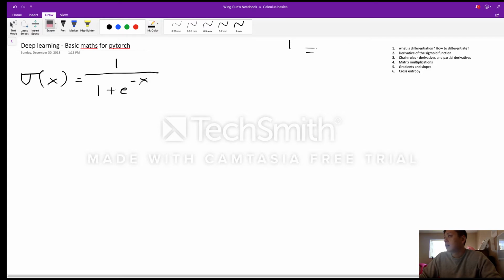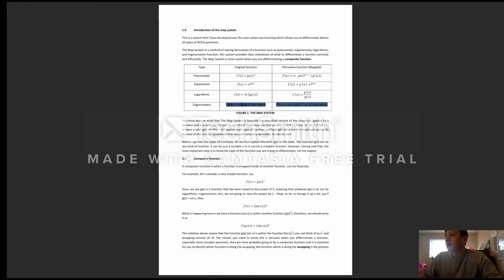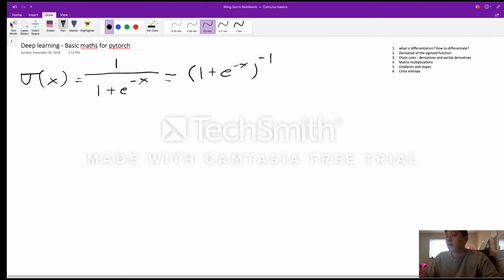Okay, so let's see. This is our equation right here. If we index that, that will become 1 plus e to the negative x, all to the negative 1. Now what does this look like to you? This looks like a polynomial type question, right? Where you have a g of x raised to the power n. So what is my g of x here? My g of x is 1 plus e to the negative x.